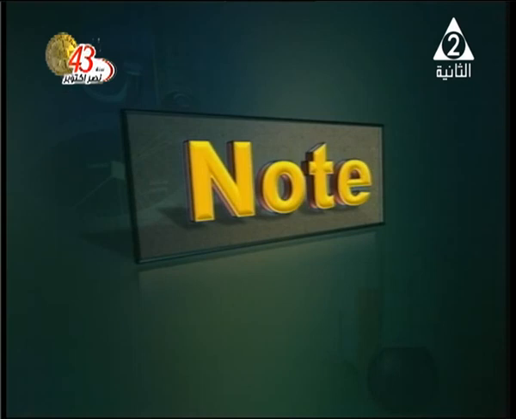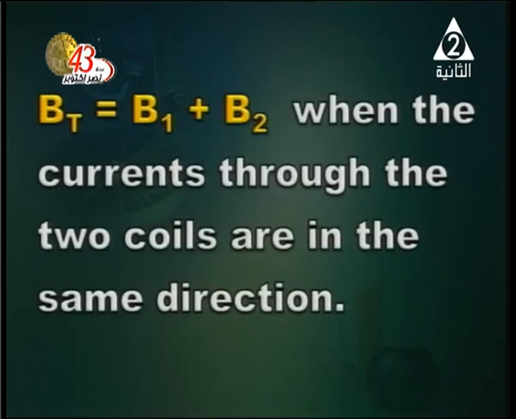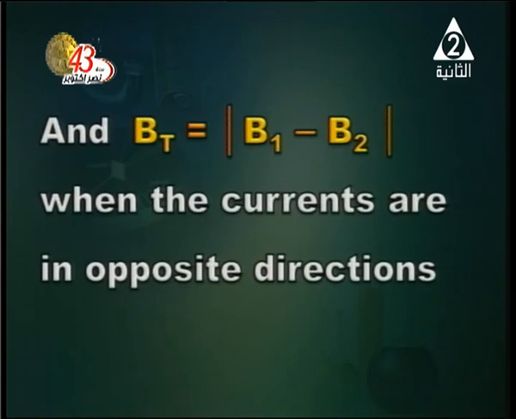Your attention, please. Total magnetic flux at the center of two concentric circular coils. If we have two concentric circular coils that have the same plane, and we want to calculate the total magnetic flux, it will be B1 plus B2 when the currents through the two coils are in the same direction, and the difference between the two fields when the currents are in opposite directions.